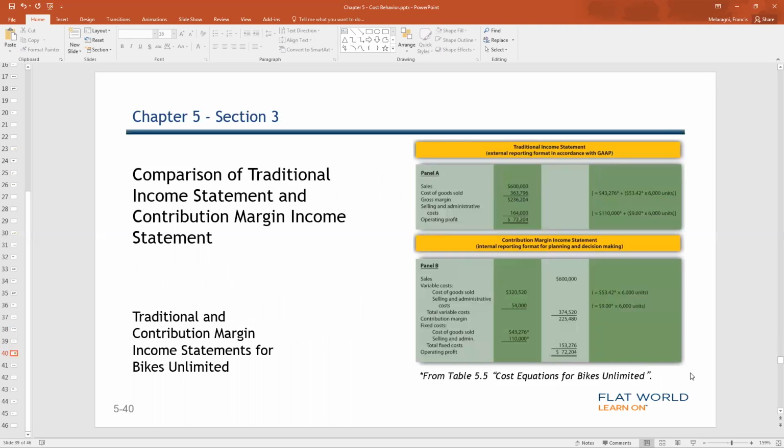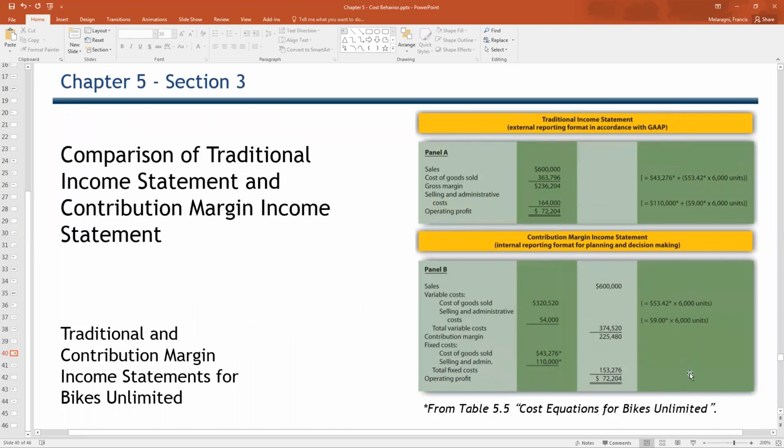So here's an example that is shown in section 5-3. Here's the traditional, which is sales, cost of goods sold, gross margin, and then operating expenses, with a profit of 72,000. You'll see in the cost volume profit, we still have the 72,000, but we're going to break it up between variable and fixed cost. That's going to be the key difference. So the contribution margin income statement takes sales minus variable cost equals contribution margin minus fixed cost equals operating profit. We arrive at the same endpoint, but our analysis has a difference in the middle.